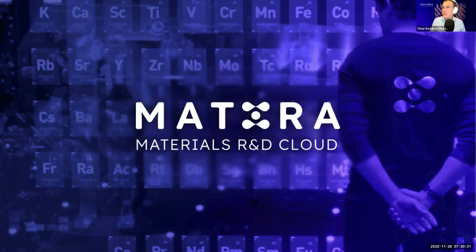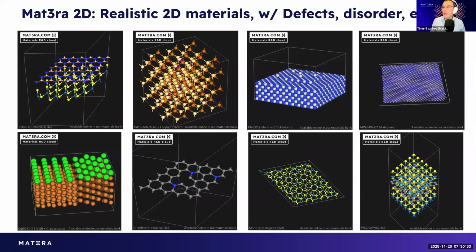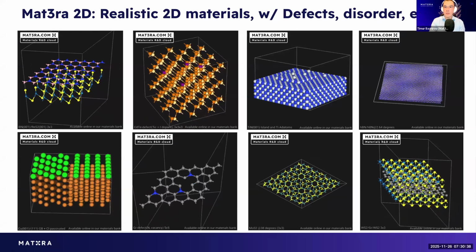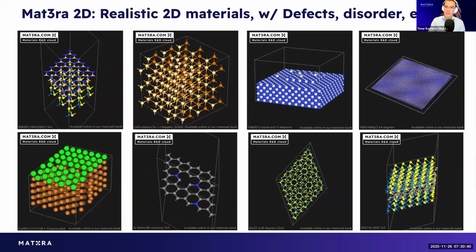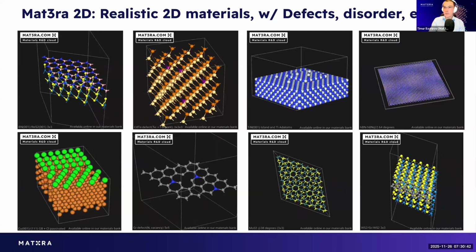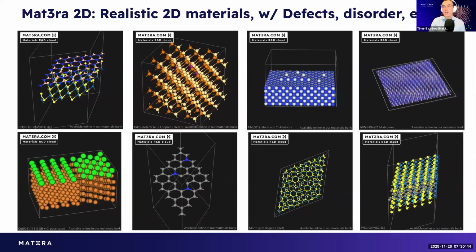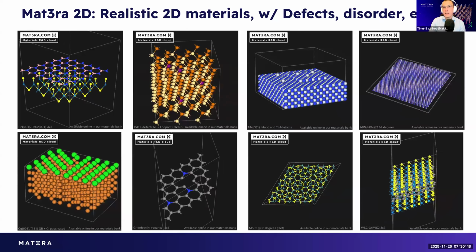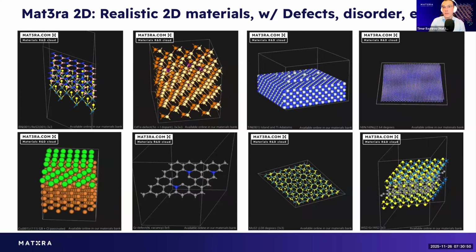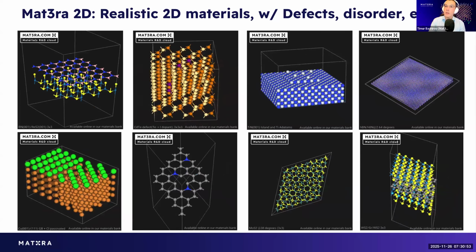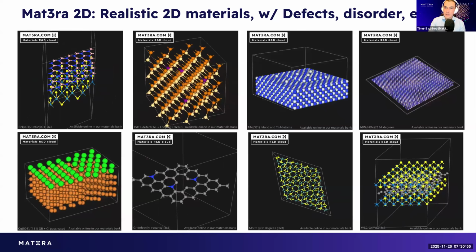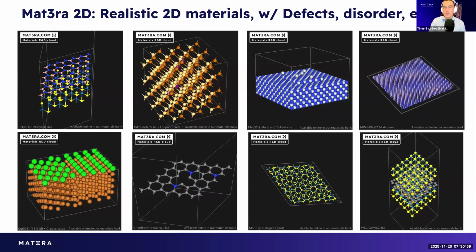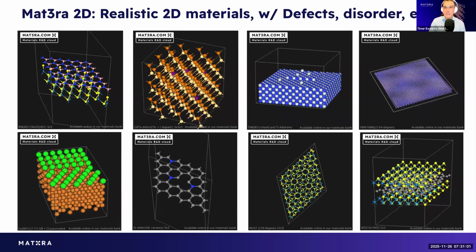Let's get to the next slide, please. Here you can see some of the arrangements that are possible with the help of Mat3ra. You can design realistic atomic arrangements, including monolayers, bilayers, surfaces, interfaces. And as you will learn today, you can include things like surface defects, point defects, grain boundaries, and so on. This is the third webinar in the series, and today we're going to be focusing on designing structures with defects.